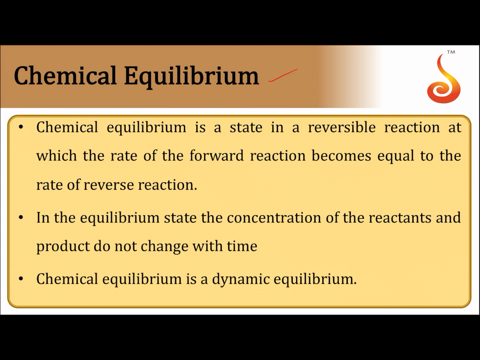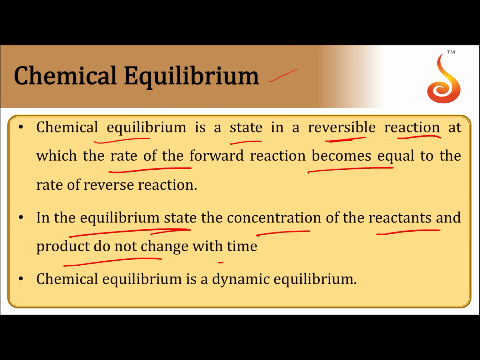Then comes chemical equilibrium. Till now we have seen physical equilibrium. Chemical equilibrium is a state in a reversible reaction at which the rate of forward reaction becomes equal to the rate of backward reaction. In the equilibrium state, the concentrations of reactants and products do not change with respect to time. As time runs, they always remain constant.